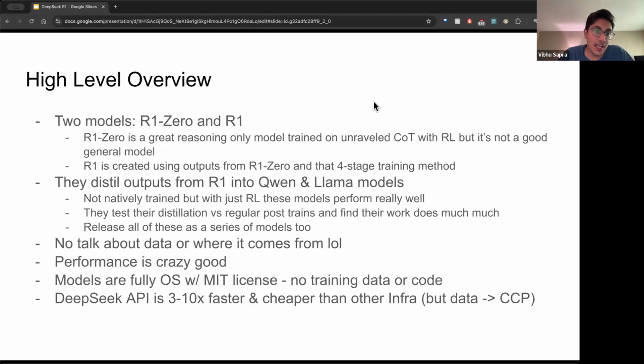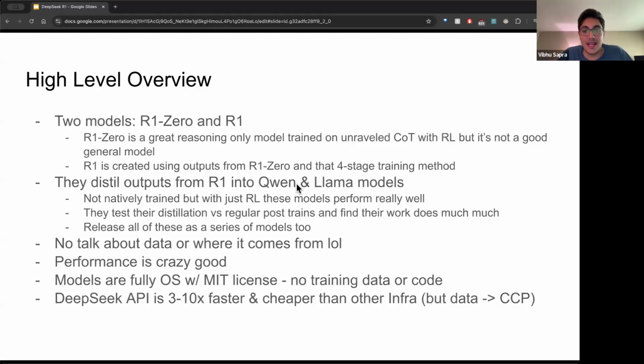But yeah, so high level, those are the two models. R1-Zero, it's a great reasoning-only model. It's trained on unlabeled chain of thought with RL. It's not good as a general model. Then R1, it's created from outputs from R1-Zero in that four-stage training method. It's a really good model. It's like O1.